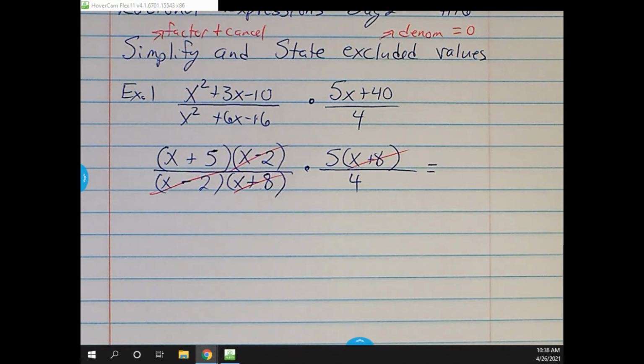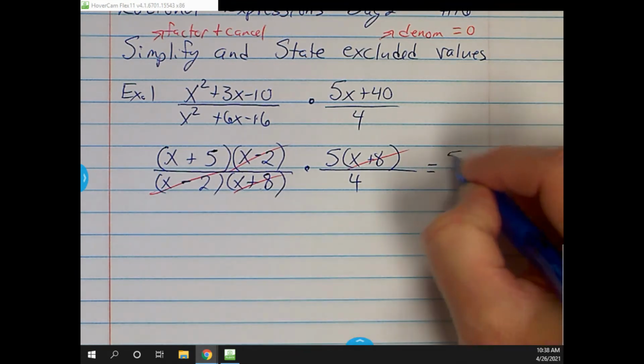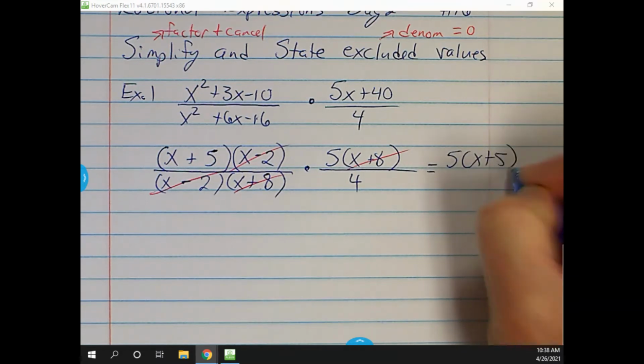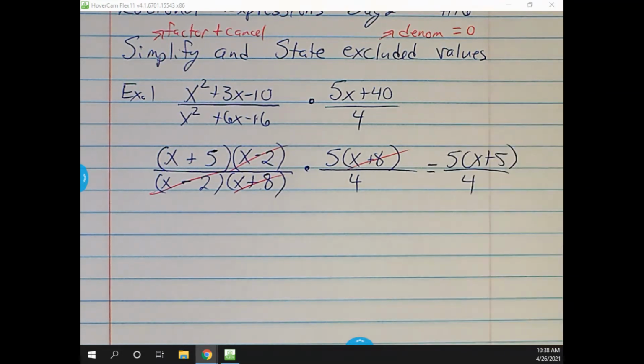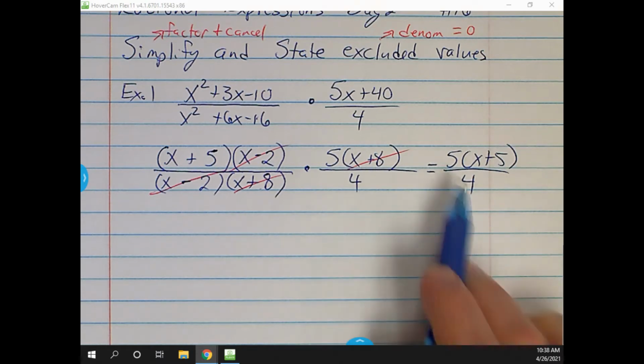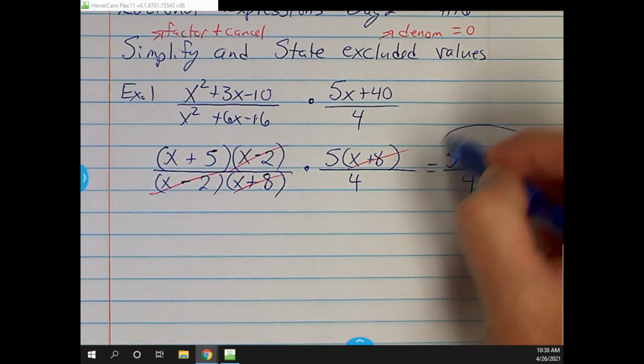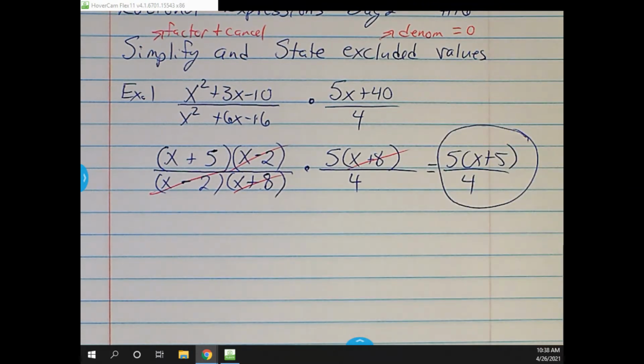And once you've canceled everything that's the same, just bring it all together. So now we've got 5 times x plus 5 over 4. And you do not have to do distributive property here. Just leave it just like that, and then we're good to go.